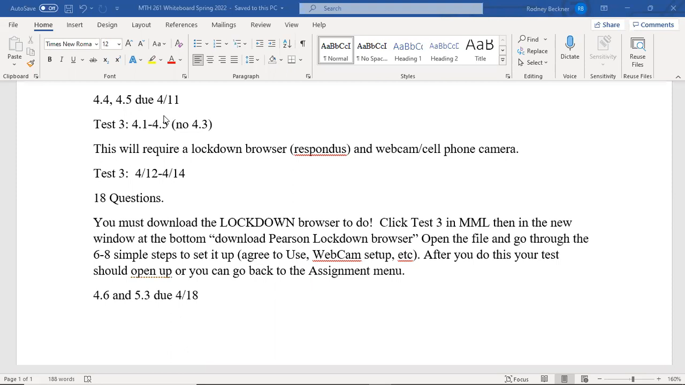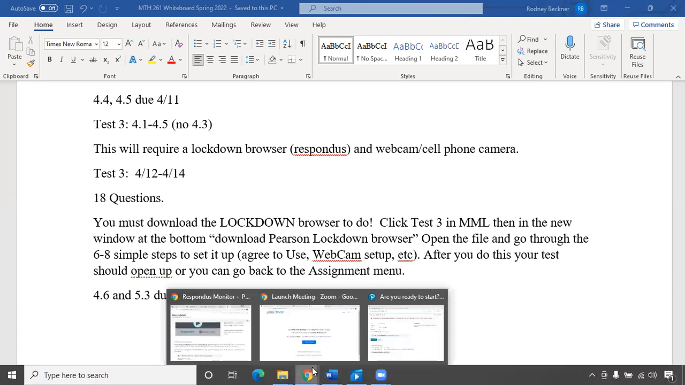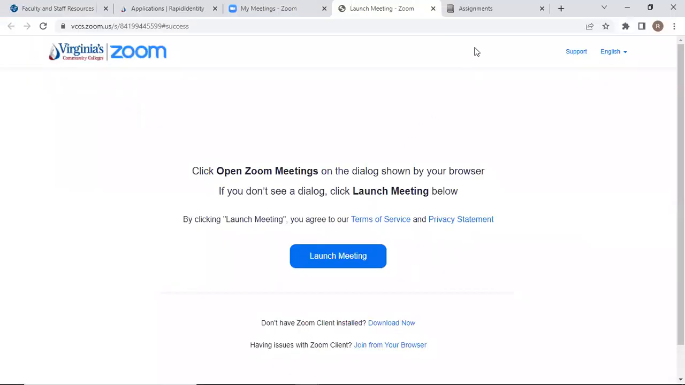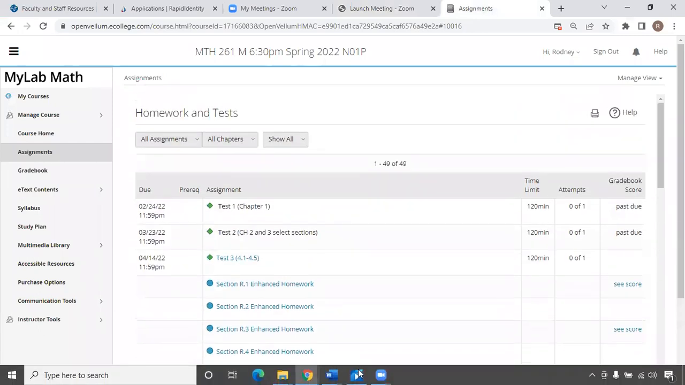As a reminder, 4.4 and 4.5, I had them marked due as the 11th. I never set those due dates up in my math lab. I kept having issues off and on for some reason. I think I gave you till the 14th. I can check that really quickly. It's not really a big deal, just give you a couple extra days. Yeah. 14th. Okay. So that's that.